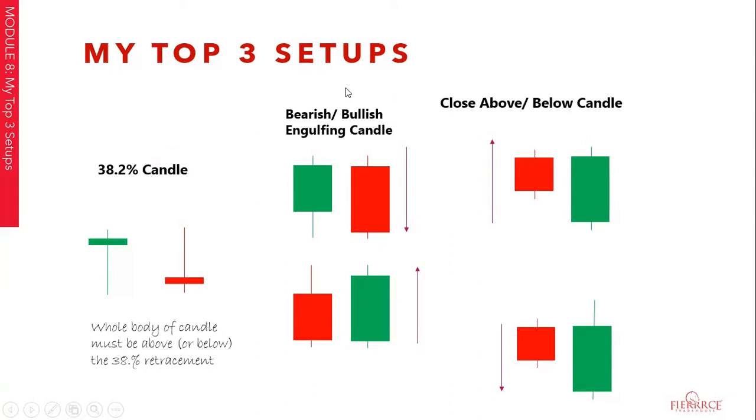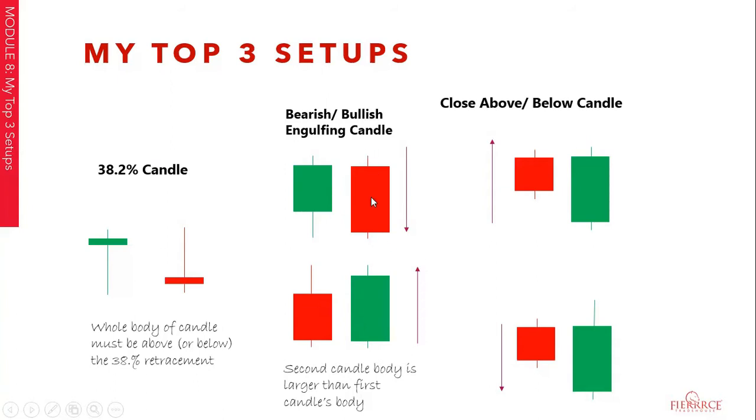The second setup I love is the bearish and bullish engulfing candle. This is pretty easy, common sense, logic. This second candle, this bearish candle, is engulfing the previous bullish candle. So when you see this setup where this candlestick is larger or covers the body of the previous candle, we can anticipate a bearish move down. The opposite is true when this second candlestick covers the body of the previous candlestick, we can then anticipate a bullish move.